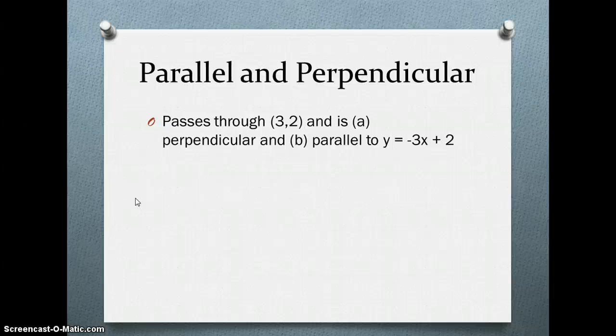And our last example. We want to write the equation of the line that passes through 3, 2, and is first off perpendicular and then parallel to our given line. So what we need to calculate is the perpendicular slope, which we'll have the little perpendicular symbol there. I take the opposite reciprocal. So our perpendicular slope is 1/3. So from there, I can find the equation of the line that's perpendicular.